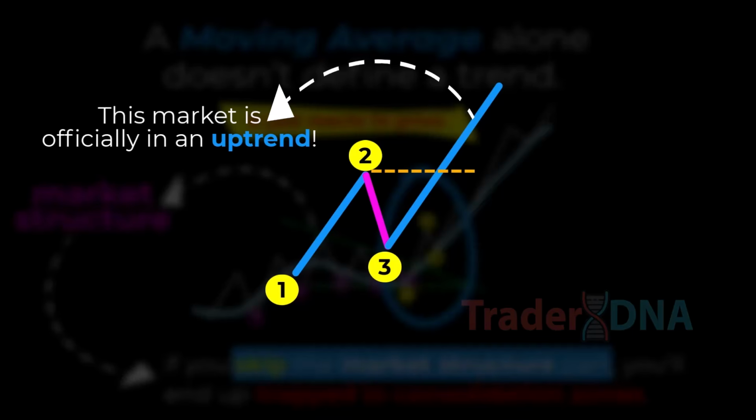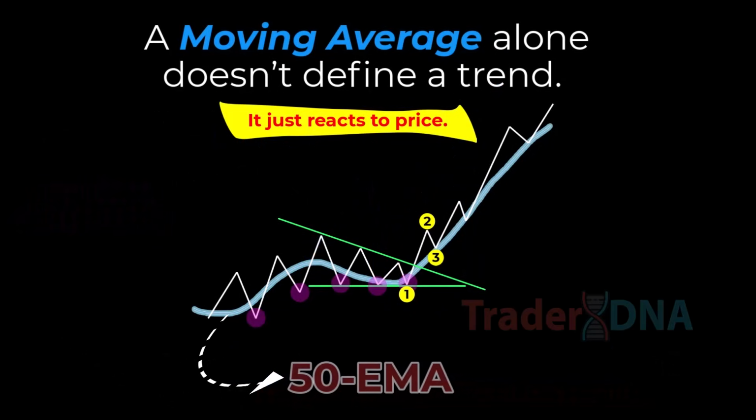And if you're wondering which moving average to use, my personal favourite is the 50 EMA. It's like the perfect balance. It's fast enough to catch early trend shifts, but not so sensitive that it throws false signals at you. Some traders prefer the 200 EMA for long-term trends. Others use the 20 EMA for short-term scalping. But me, the 50 EMA is my go-to weapon for trend identification.